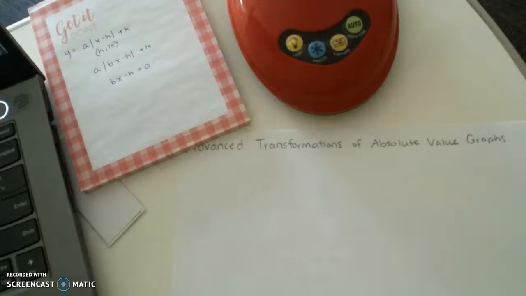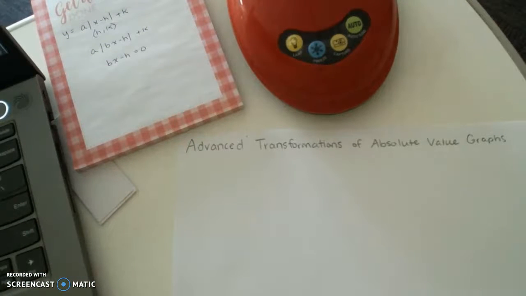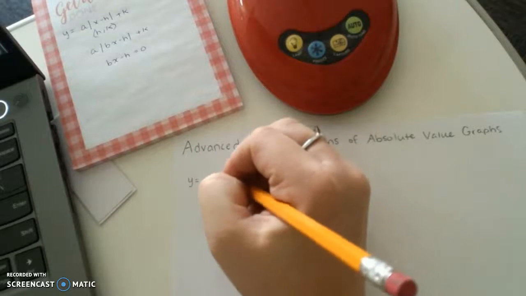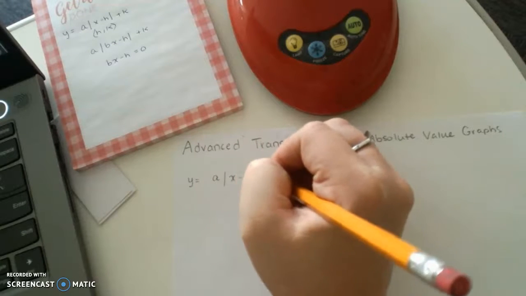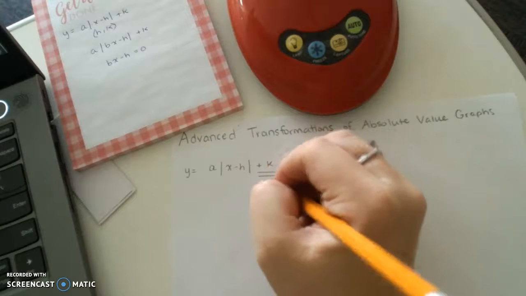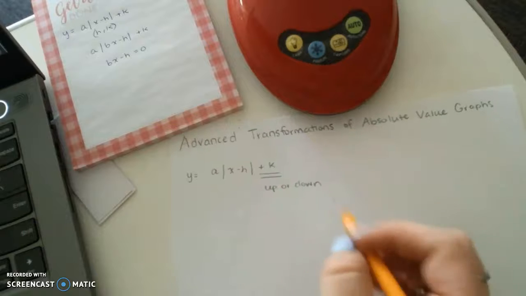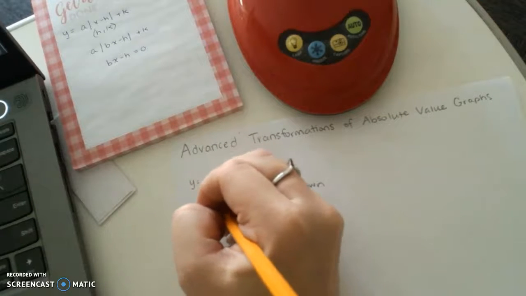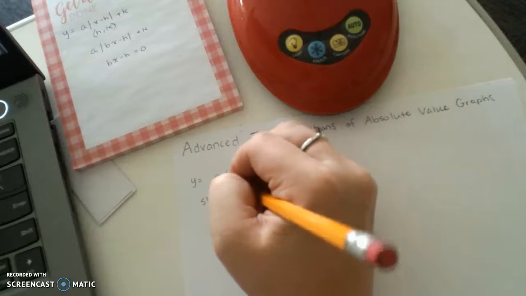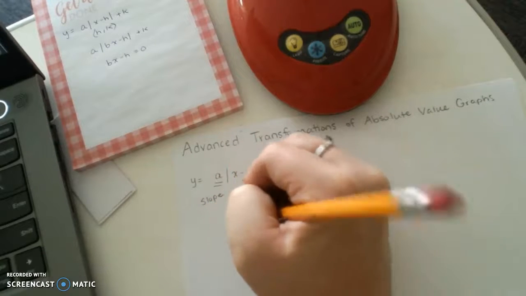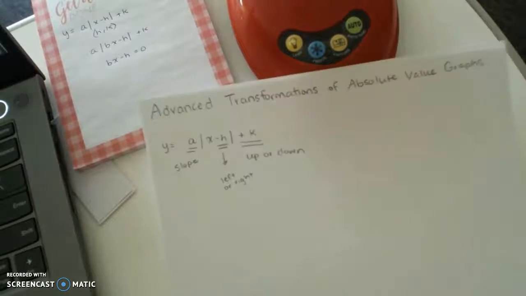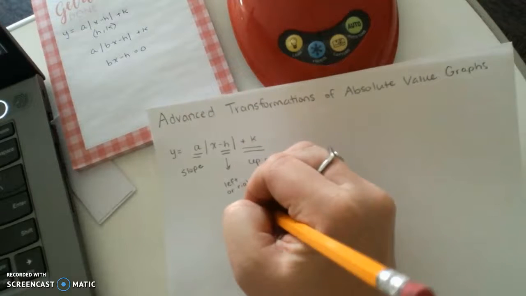Okay, so first let's review our simple absolute value graphs. Alright, so we have been working with the form y equals a times absolute value of x minus h plus k. Okay, we learned that k shifts your graph up or down. We've learned that a changes your slope. We have learned that h shifts it left or right. Okay? And our vertex is found at (h, k).